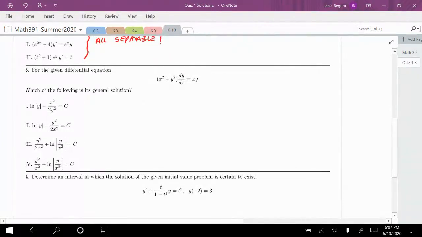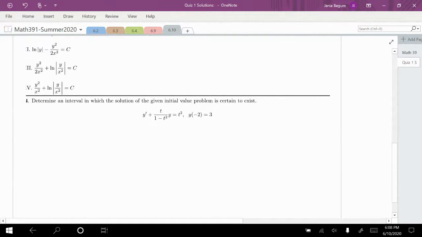Number 3 is the one you have to solve. This should have been taking you a good 3 to 4 minutes, or maybe max 5 minutes. So I'm going to hold on to 3. Let's go down to 4. Let's determine the interval in which the solution of the differential equation is certain to exist for the initial value problem. So how do we approach this question? Can someone help me out? I use the integrating factor. Integrating factor.